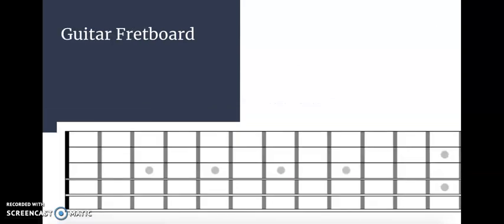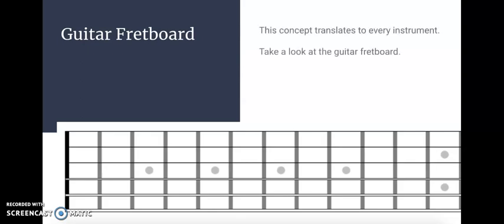Now let's take that and apply it to a guitar fretboard. If you're familiar with a guitar, then you know that each of these strings that are running left to right has a letter, and then the frets that are running vertically across the fretboard are going to raise that pitch. So this translates to every instrument, not just guitar and piano, but let's take a look at this one for right now.